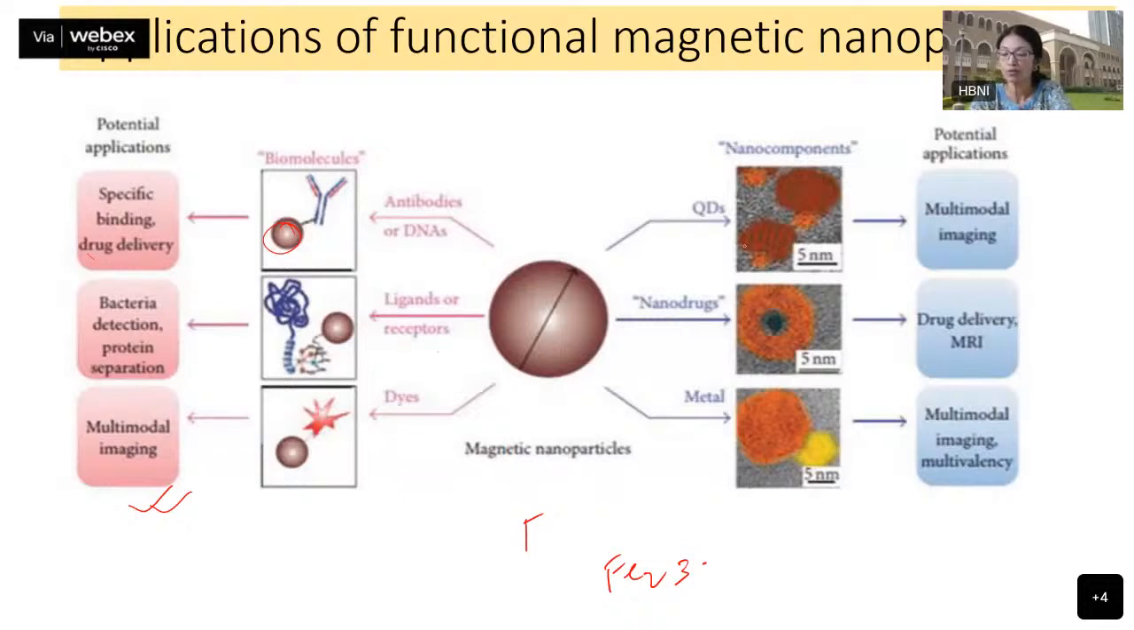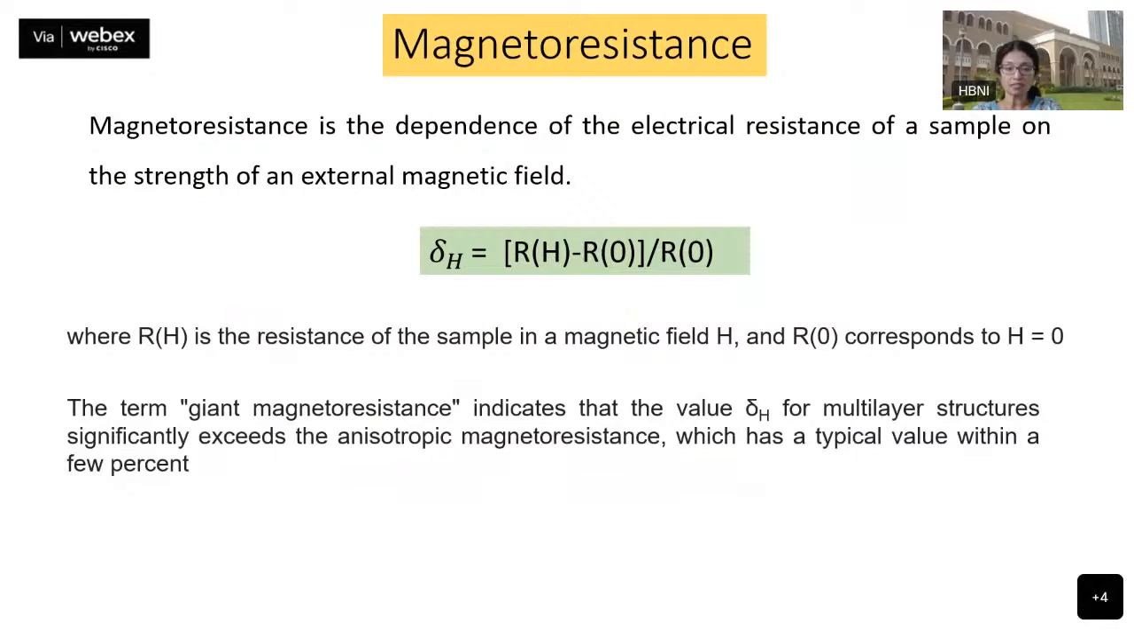Then as such, the magnetic nanoparticles, you can form quantum dots. So these are nano components, and again you can use them for multimodal imaging. You can have this entire thing as nano drugs, and this is again for drug delivery as well as for MRI applications. And you can have these different metal magnetic nanoparticles, which can again be used for multimodal imaging as well as for multi-balancing. These kinds of applications are there for functional magnetic nanoparticles.